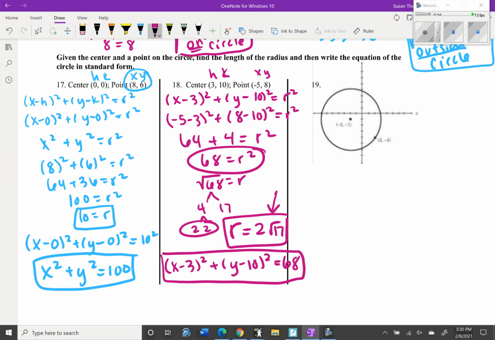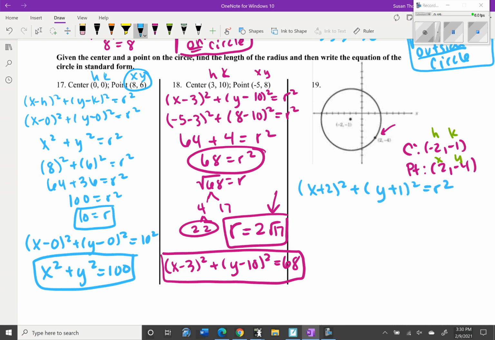So then the next problem, the only difference is I just didn't write it out. So they gave you the center is negative 2, negative 1, and the point on the graph that we have is 2, negative 4. So we're going to use those values to help us. So h and k, and this is x and y. So we get x minus negative 2 would be plus 2 squared, and then y minus negative 1 would be plus 1 squared equals r squared. I always like writing that part of the equation first so that I don't get all the numbers confused.